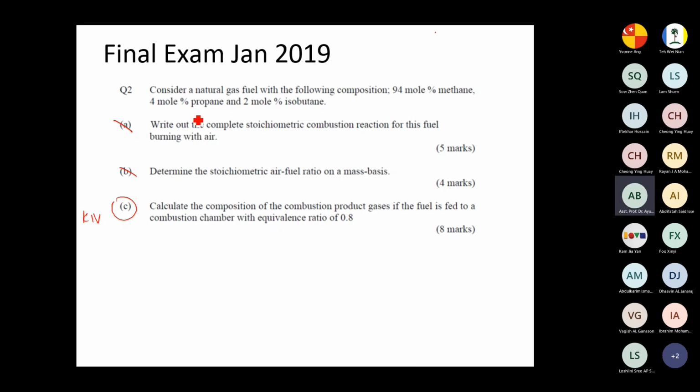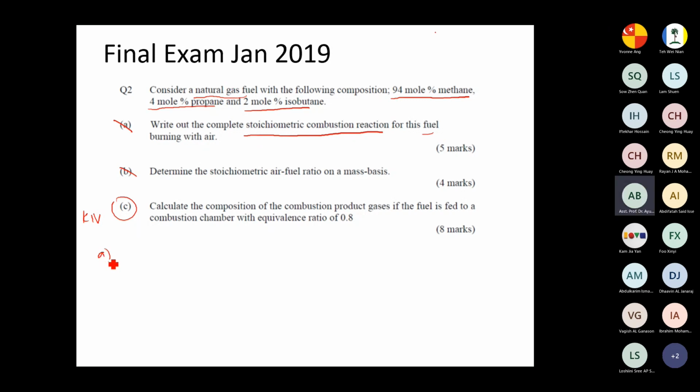Now for this one, it gives you a natural gas fuel with this composition: 94 mole % of methane, 4 mole % of propane, and 2 more percent of isobutane. So it is also a mixture. It asks you to write out the complete stoichiometric combustion reaction for this fuel.